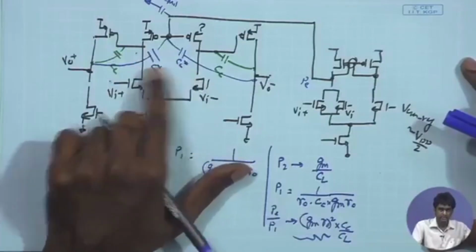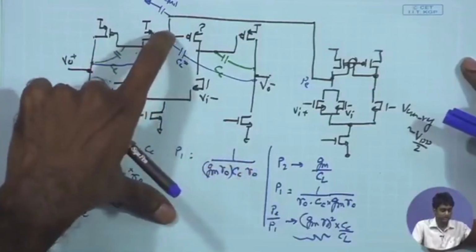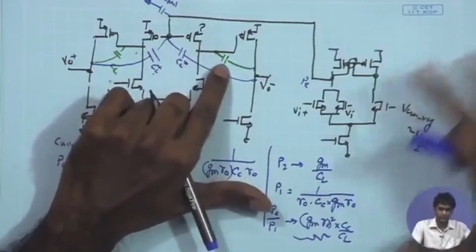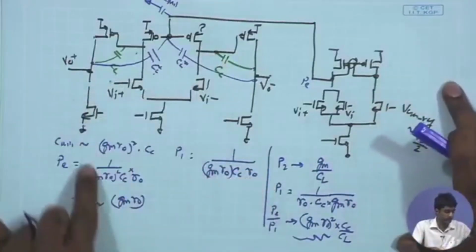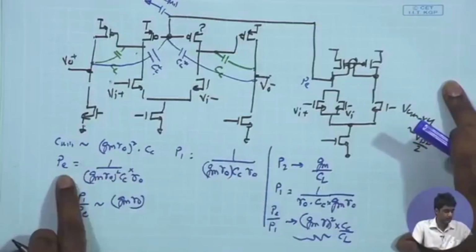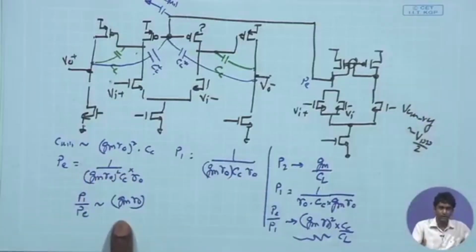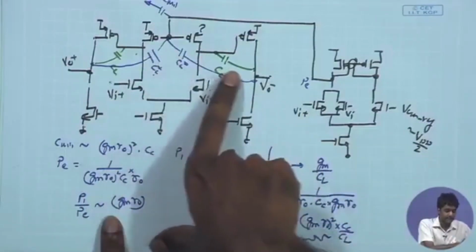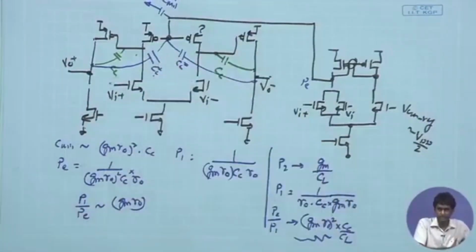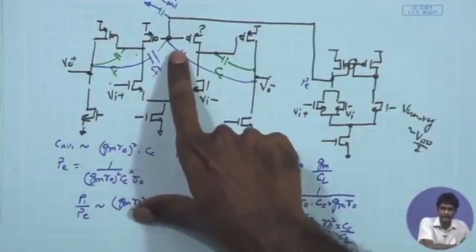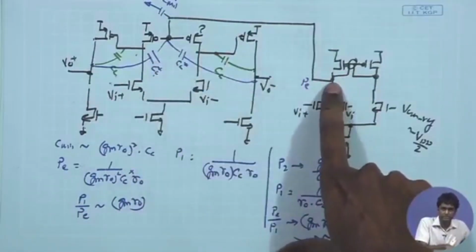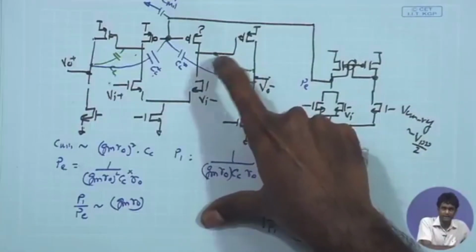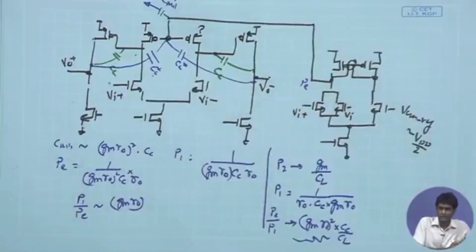You will have to use a large Cc star so that this node becomes dominant and the pole contributed by the second one is still much lower. So I would like to ensure this ratio P1 upon Pe to be Gm Ro square. This means that the ratio of Cc star and Cc must be pretty large, or in other words, Cc star times the Ro of this stage divided by the Miller multiplied capacitance of Cc times Ro of this stage should be pretty large.